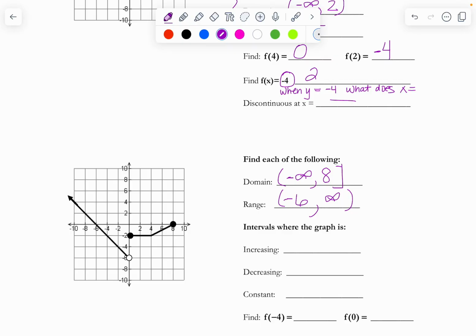Okay, increasing and decreasing. I'm going to go from left to right. So from the left, again, remember, I look at my x values, negative infinity, positive infinity. So I'm going from negative infinity now to this low point right here. My x value is 0. I am decreasing. So from negative infinity to my x value of 0, I am decreasing.